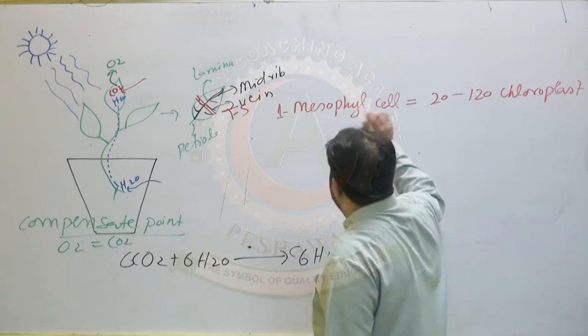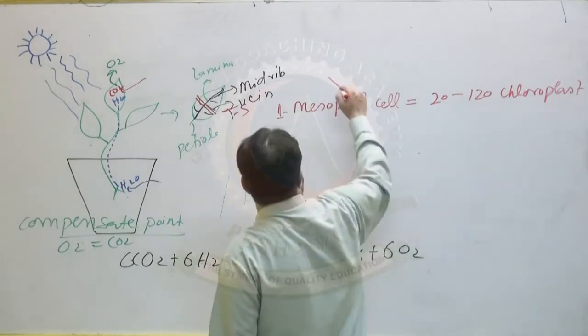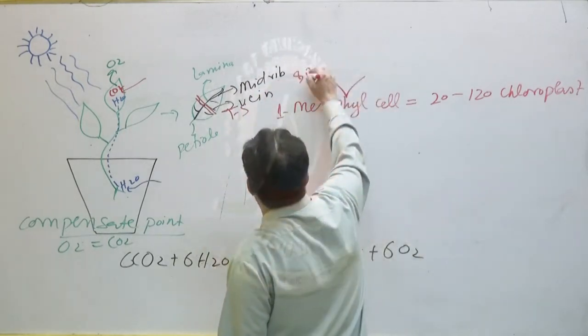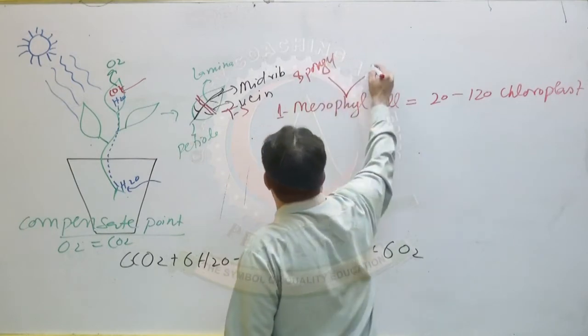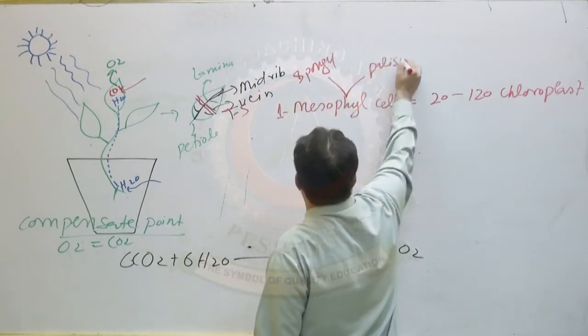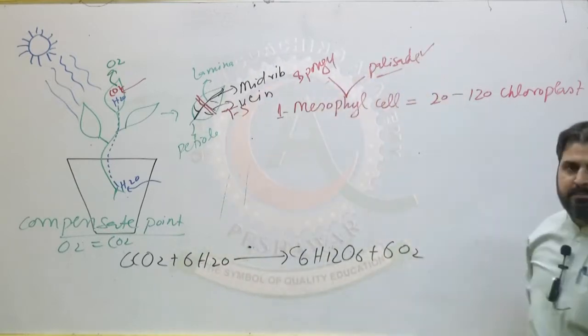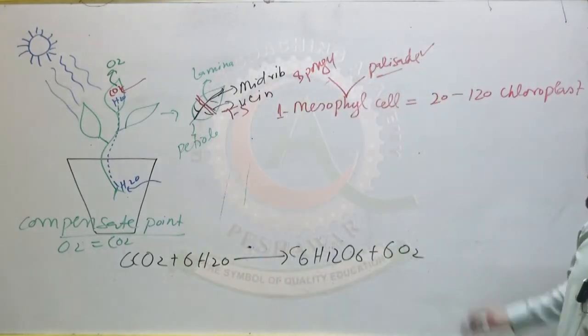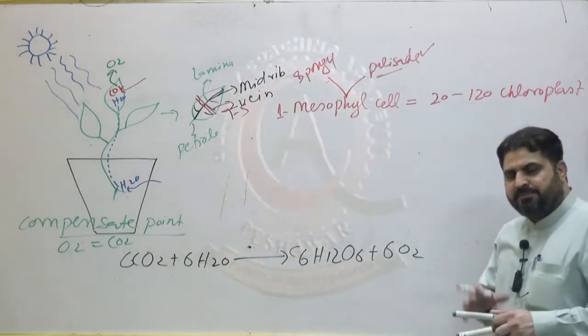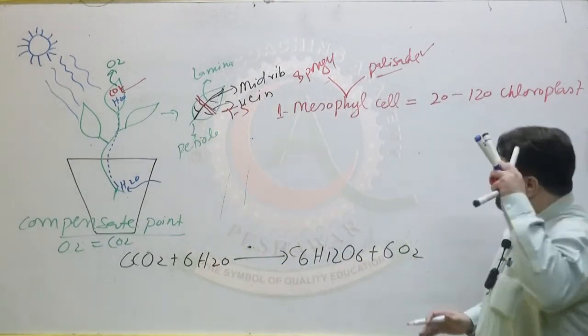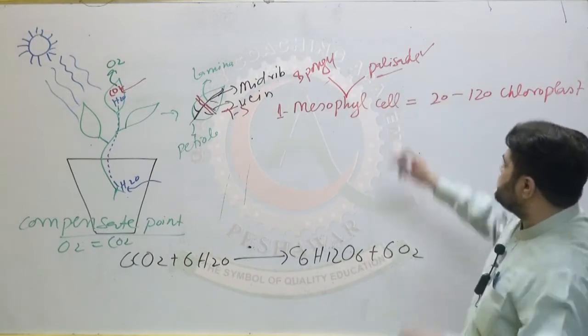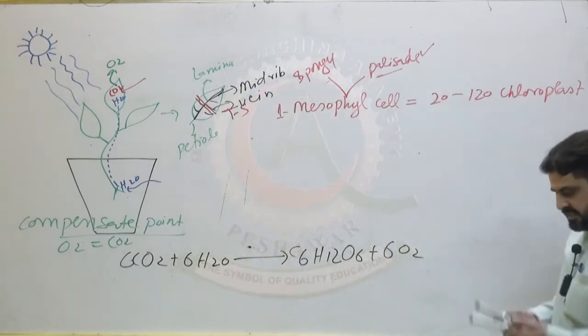Now, the second thing: mesophyll cells are of two types. One is called the spongy mesophyll cell, and the other is called the palisade mesophyll cell. Palisade mesophyll cells are properly arranged as compared to spongy ones, because spongy mesophyll cells are dispersed. Most probably, photosynthesis takes place in the palisade mesophyll cells.